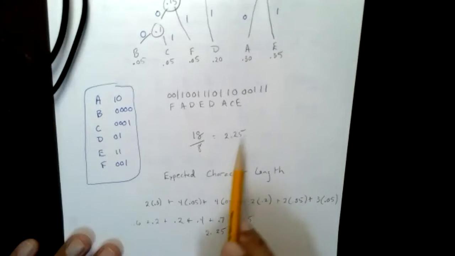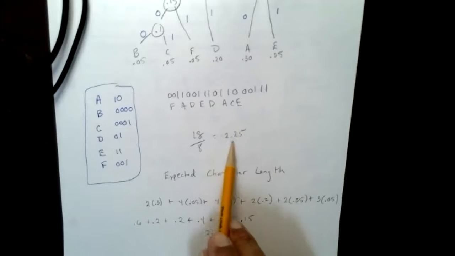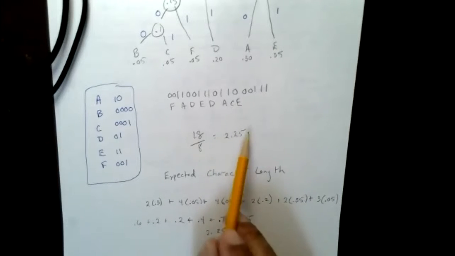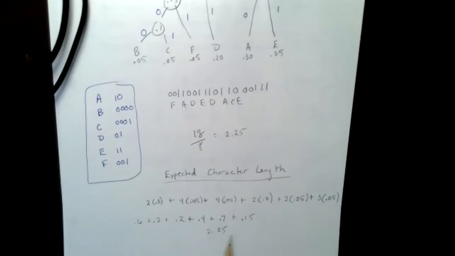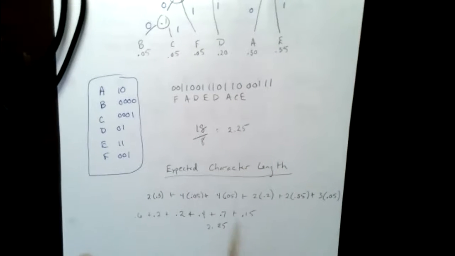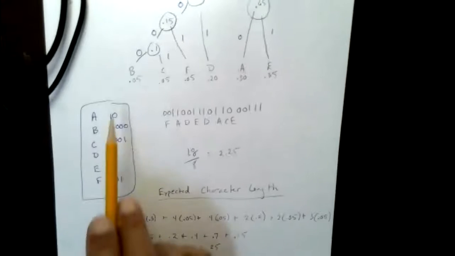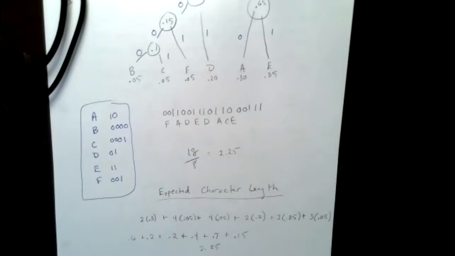Oh, look at this. We accidentally kind of almost got what it should be. Now, not all of them are going to be this. We just accidentally got it to work out perfectly. In ours, the expected character length should be 2.25, and we actually did an example and it came out to be exactly 2.25. But our goal is to get the smallest expected character length possible. And the way we do it is with a Huffman code.